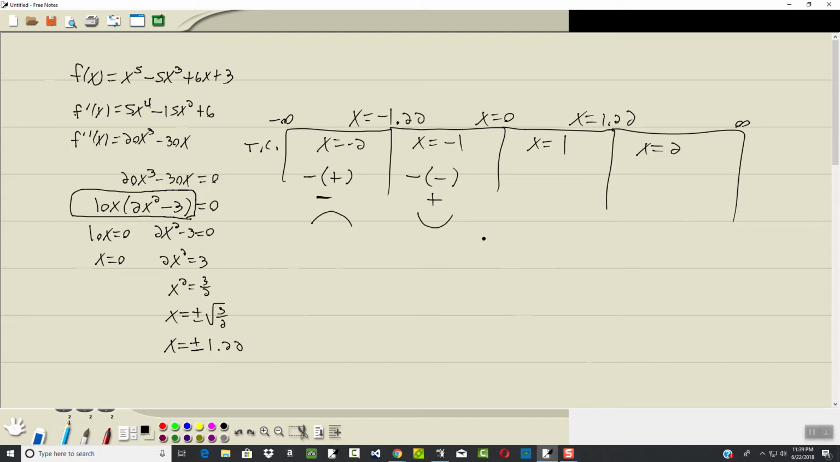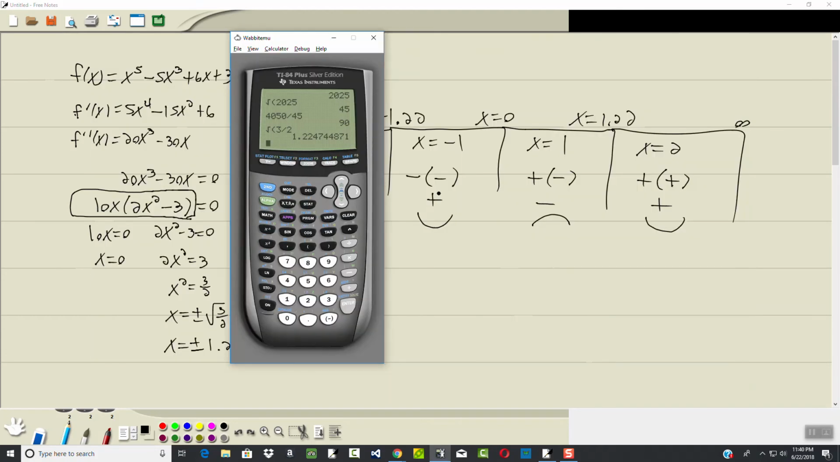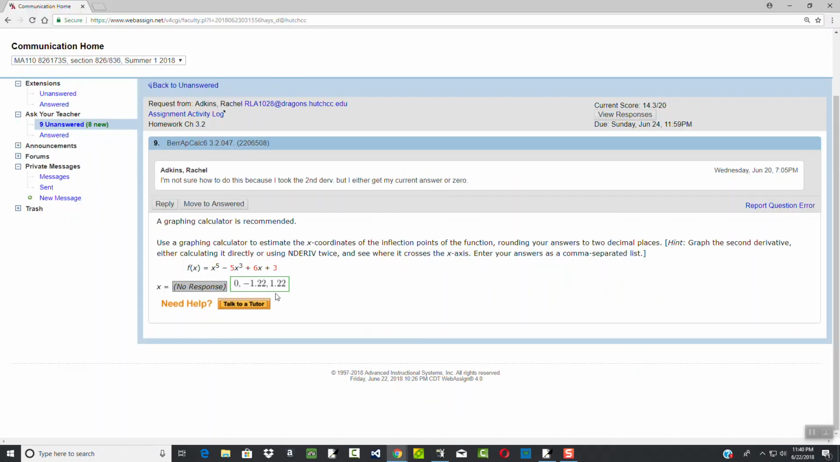We don't care about the actual value, we just want to know what the sign is. So if I plug 1 in here, 10 times 1 is positive. And if I plug 1 in here, 1 squared is 1, times 2 is 2, minus 3 is negative. Positive times a negative is negative, so that's concave down. And if I plug in 2, 10 times 2 is positive. 2 squared is 4, times 2 is 8, minus 3 is positive. Positive times a positive is positive, so this is concave up. So these are indeed inflection points because the concavity changes at each one of those. And that's how they get these three values.